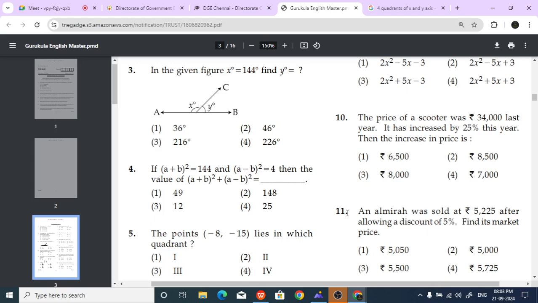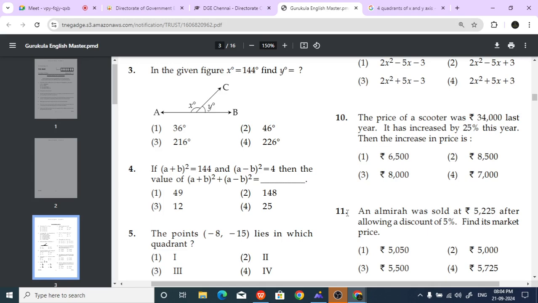Calculate. 550 divided by 2, how much are you getting? You are getting 275. So, from the 5,500, you minus 275. How much are you getting? 5,500 minus 275. What is the answer? 5,225. 225 is coming. So, that is already given. So, the third option is the answer.